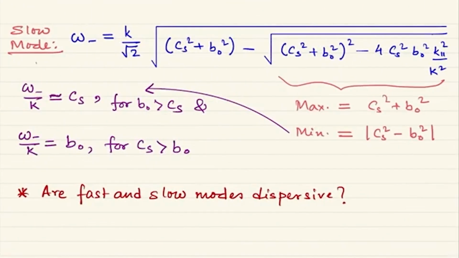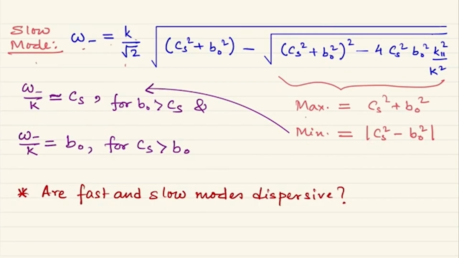Now what is the story for the slow mode? So for slow modes, what happens? Omega minus is equal to K by root 2 times the whole factor, and the whole factor is maximum when this one is 0 and it has Cs square plus B0 square, and is minimum when this thing inside the root is equal to, once again, just 1, and you have the whole thing as mod of Cs square. So the whole thing under the root is mod of Cs square minus B0 square.